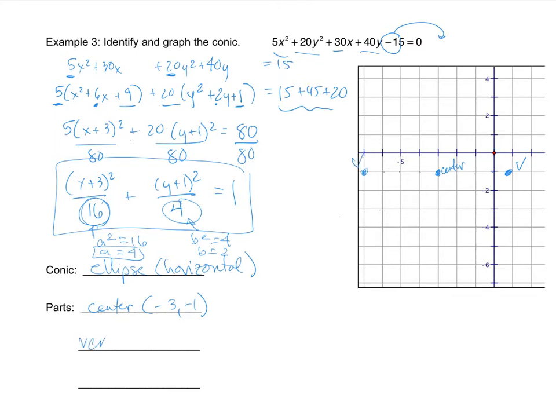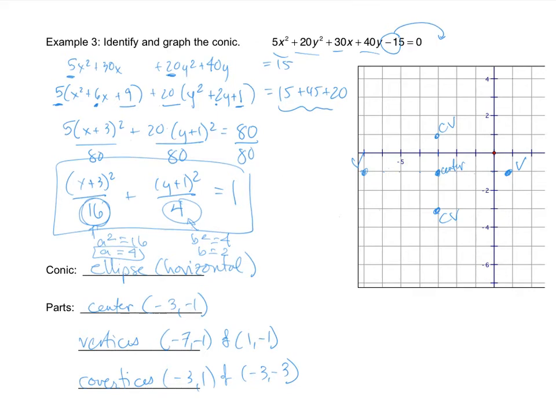So we can label our vertices. Those points are -7, -1, and 1, -1. Now, how are we going to use b? b is going to give us our covertices. So we're going to go up 2 to get a covertex, down 2 to get a covertex, and we can label those points -3, 1, and -3, -3.